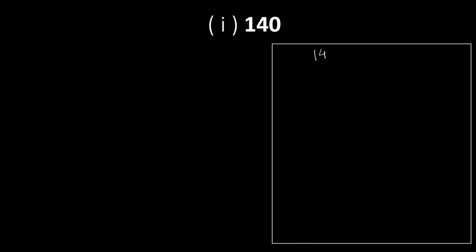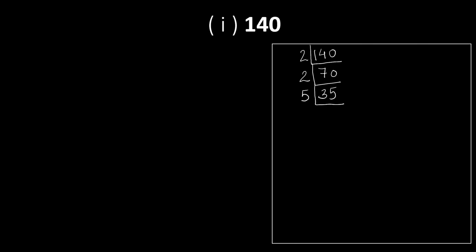Let's divide 140. Since it is an even number, we can divide it with 2. We are going to get 70 as a quotient. Again, 70 is an even number, so we can divide it with 2 and we are going to get 35 as a quotient. Now, we won't be able to divide it with 2, right? Because 35 is an odd number. So, we'll try dividing it with 3. On dividing it with 3 also, we are not going to get remainder 0. So, we'll try dividing it with 5.